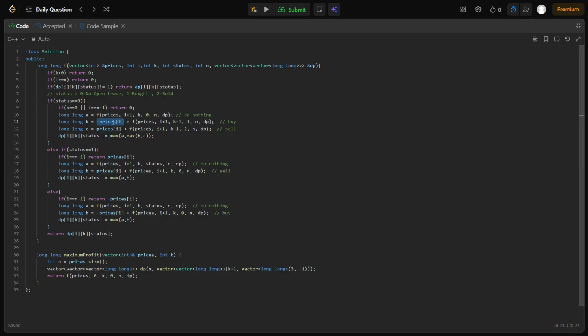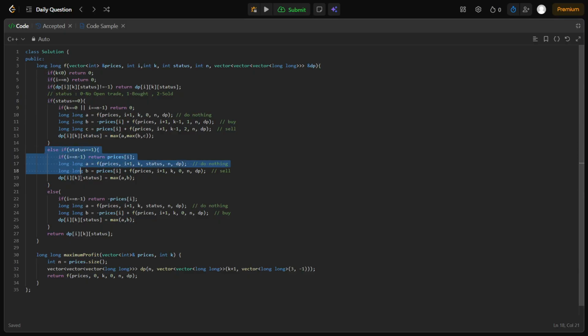So while buying, we subtract the price of the current day, and here we change I to I plus one, and of course we have made a transaction, so we will change it to K minus one. The status will become case two, which is bought. Buy transaction has been initiated, and the DP would remain as it is. Similarly, for the selling thing, here the status will become two because we are now in this case, right? And then the maximum out of it is our answer for that current DP element.